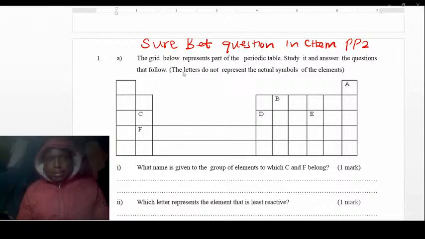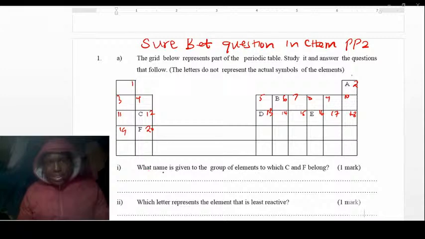The grid below represents part of a periodic table. Study it and answer the questions that follow. Letters do not represent the symbols or the actual element. Whenever you have this grid, you need to know how to label it from number 1, so you must have the first 20 elements overhead. This one is hydrogen, number 1, then 2, 3, 4, up to 20. So these are the first 20 elements.